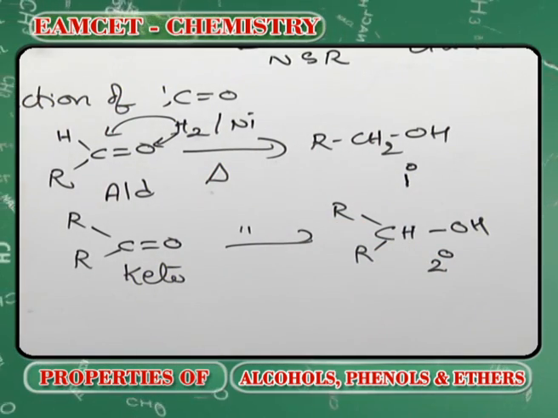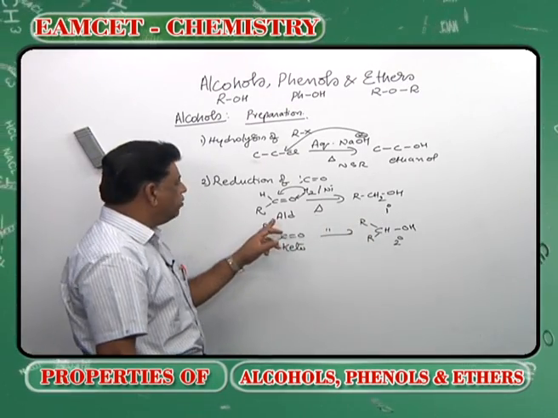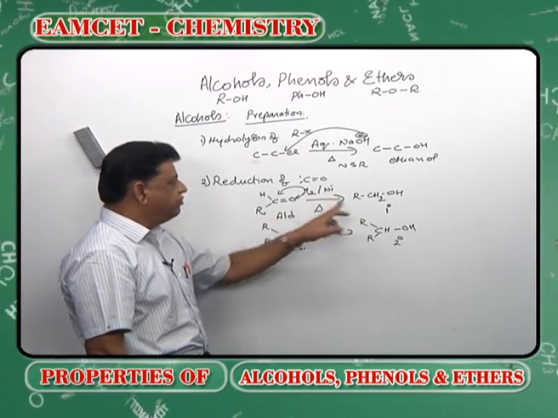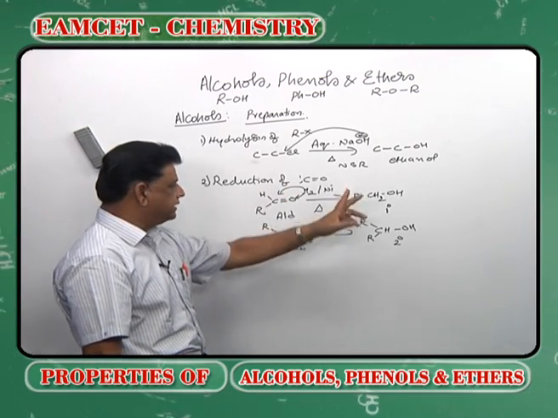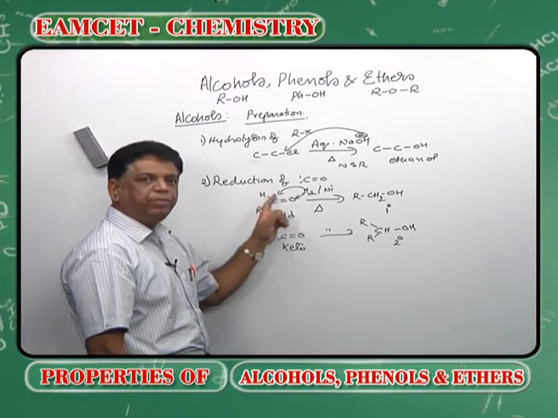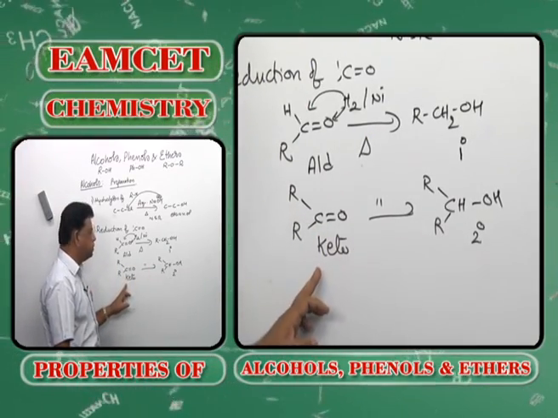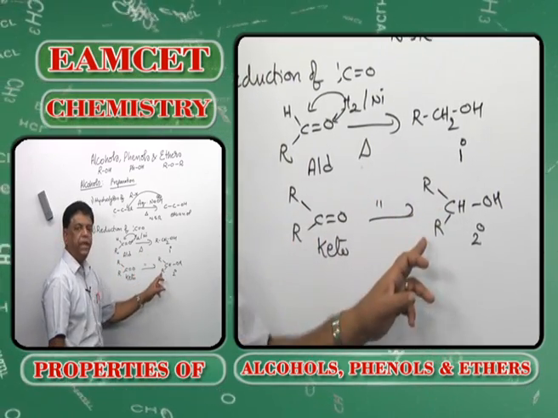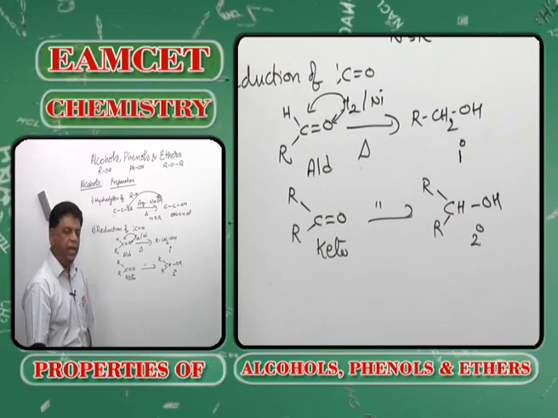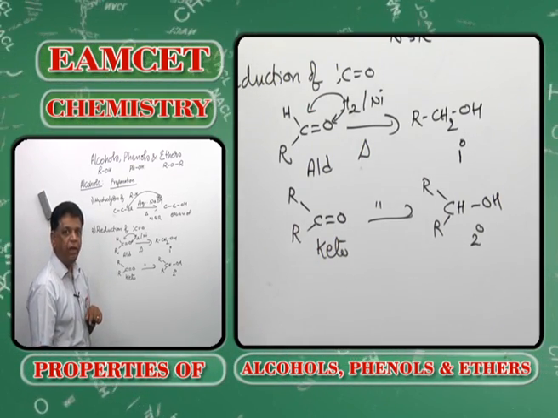So, you can have a standard statement that 1 degree alcohols are prepared from aldehyde reduction. If you want ethanol, you take acetaldehyde reduction, and 1-propanol from 1-propanaldehyde. Similarly, if you want a 2 degree alcohol, you have to choose a suitable ketone. If acetone is taken, you will get 2-propanol or isopropyl alcohol. In this method, you cannot prepare a tertiary alcohol.